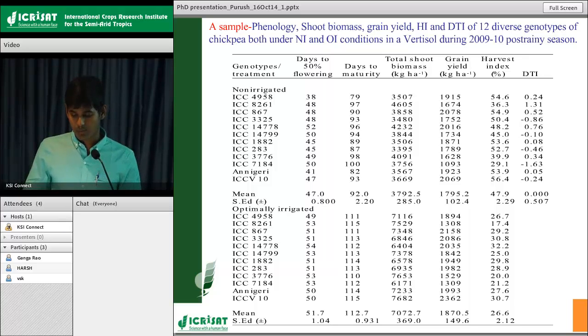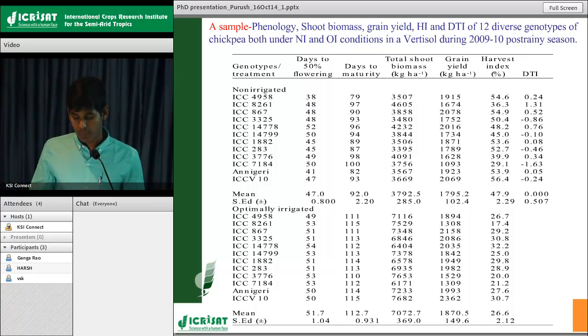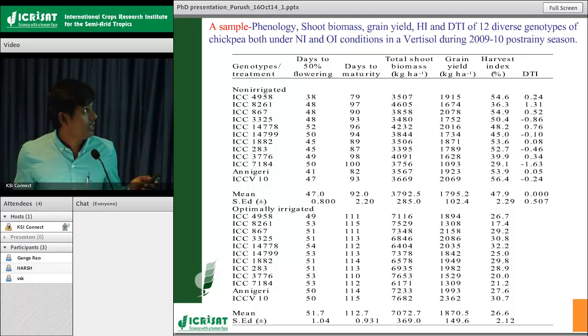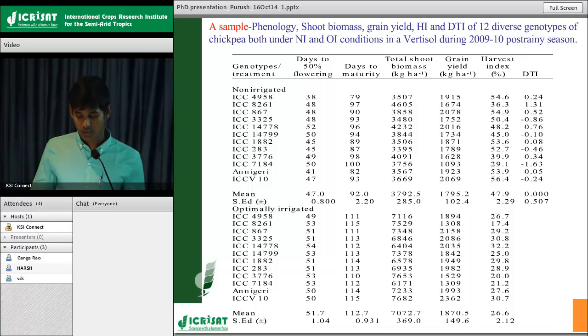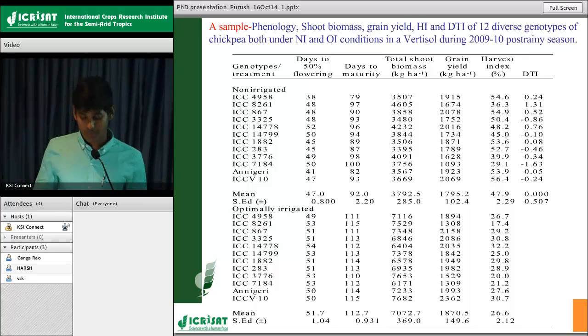When it comes to grain yield production, the genotype ICC 4958, the highly drought tolerant genotypes ICC 867 and 14778, and the best adapted varieties Annigeri and ICCV 10 yielded high, but the weak root genotypes 1882 and 283 yielded poorly. The small roots yielded moderately, but the drought sensitive genotypes 3776 and 7184 yielded very poorly under drought condition.